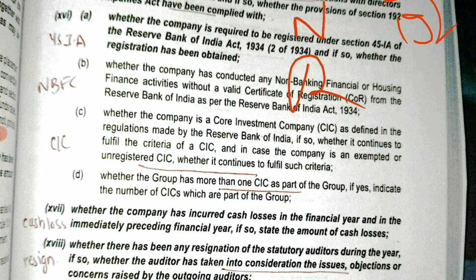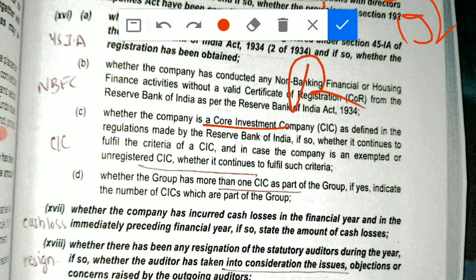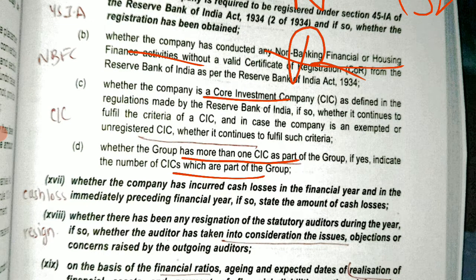So these are very simple points. According to the RBI Act, you are required to comply with some conditions. So if it is a core investment company, then whether the regulations have been complied with or not. Now whether the company has a group of more than one CIC, so how many are there? Then if the company has entered into any non-banking or housing finance activity without a certificate of registration, you have to report. So all these things you have to report, as per CARO 2020.